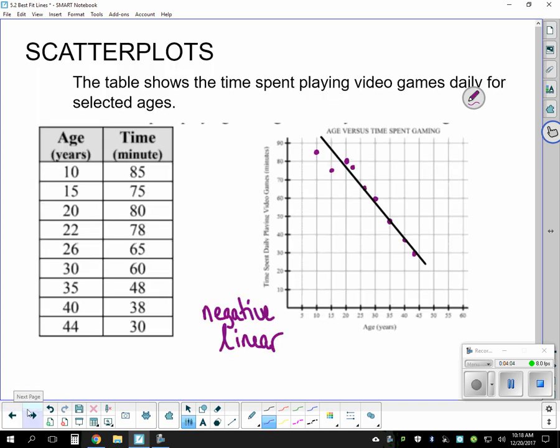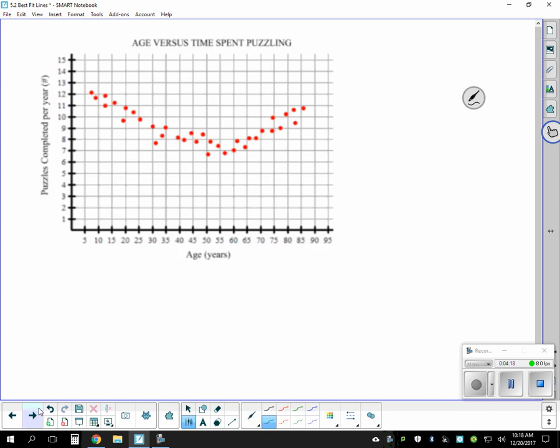We can also analyze the data in these graphs. We can talk about what's happening. So going back to this one, we could make a kind of generalization that the older you get, the less time you spend playing video games. Okay, that's what this data is showing us. And in this one, we are seeing that as you get older, the puzzles you're completing per year go down up to a certain point, maybe about 55 years old. Then you start increasing the number of puzzles you are doing per year. Okay, so we're getting some data analysis from our scatter plots.